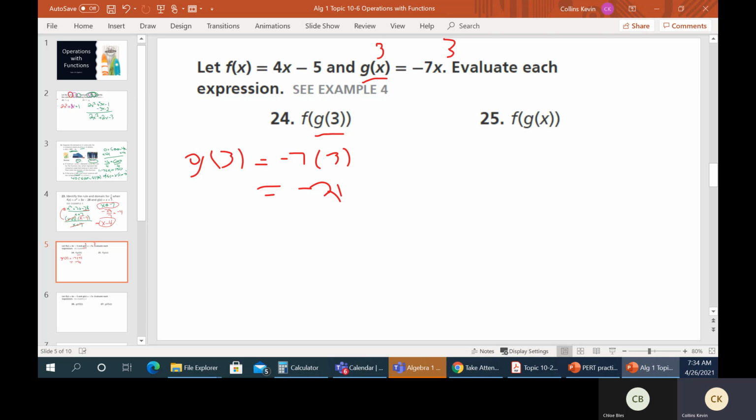So then it says f of g of 3. Well, we just figured out g of 3 is -21, so then this would become f of -21. So how do we figure that out? Well, in this case, instead of being f of x, it's f of -21. That means this x right there is going to be -21.